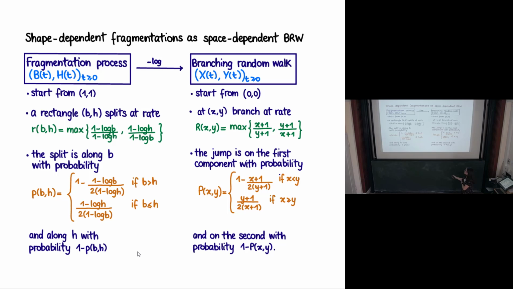And the splitting probability can be obtained in the same way. There will be a minus log, so there's a change of sign, which will mean that for the two components of the branching random walk, if x is small, then you're more likely to split along x, for example. So if you have one of the two components being very close to the origin, that's going to be the preferred component along which there is a jump. And this is just the opposite of saying if b is larger than h. If you invert the signs, then this is x smaller than y.